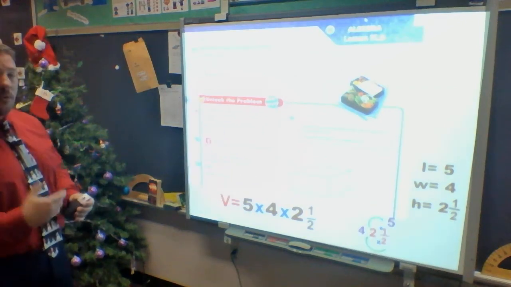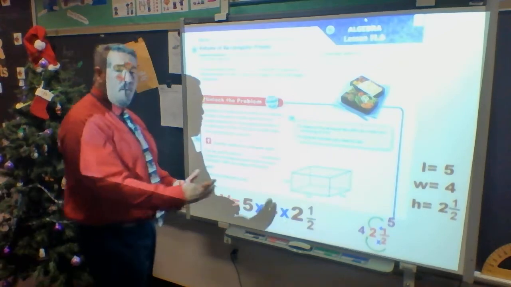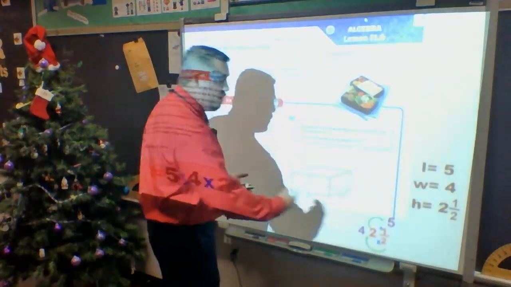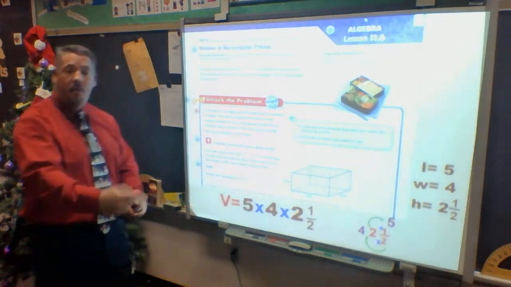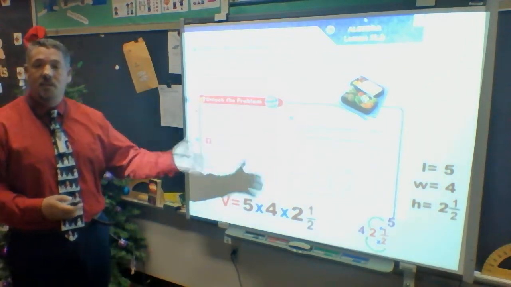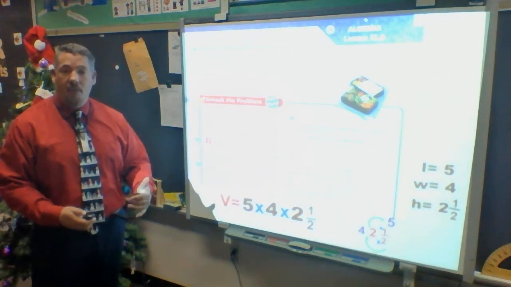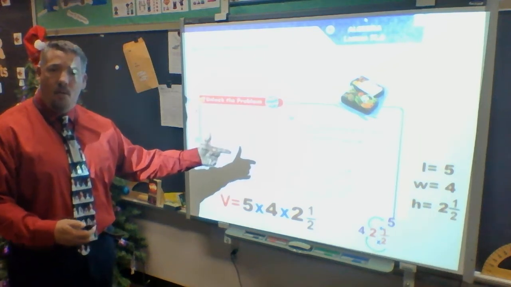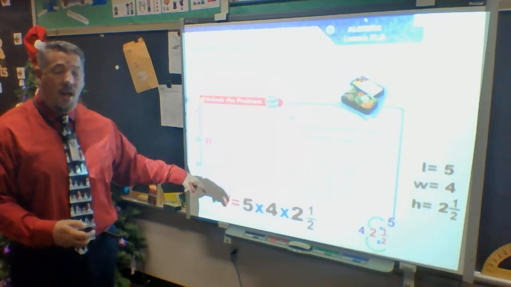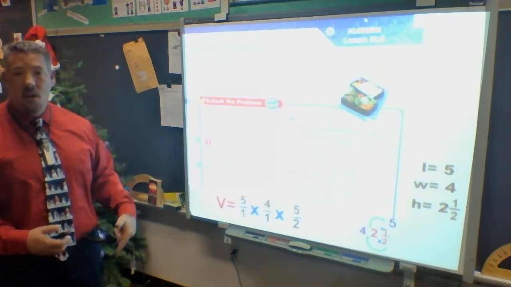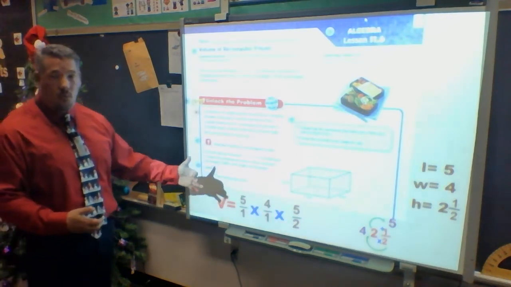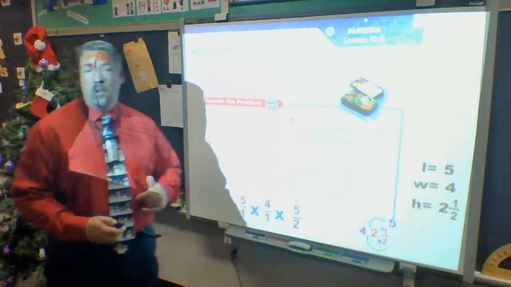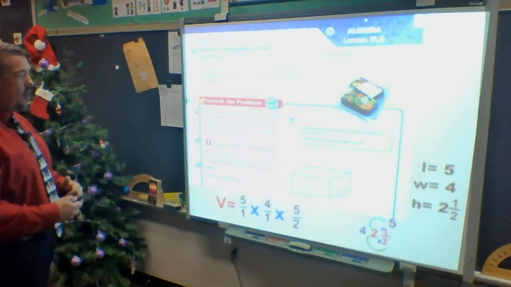Once again, going through those steps, I set up my mixed number. I start at the bottom. I multiply and add. So 2 times 2 is 4 plus 1 is 5. And my denominator stays the same. So it would be 5 halves. And then when I look at that, and it's a fraction in my math problem, then I know I also am going to have to change my two whole numbers. So I know I'm going to have 5 over 1 times 4 over 1 times that 5 halves that we just converted into an improper fraction.